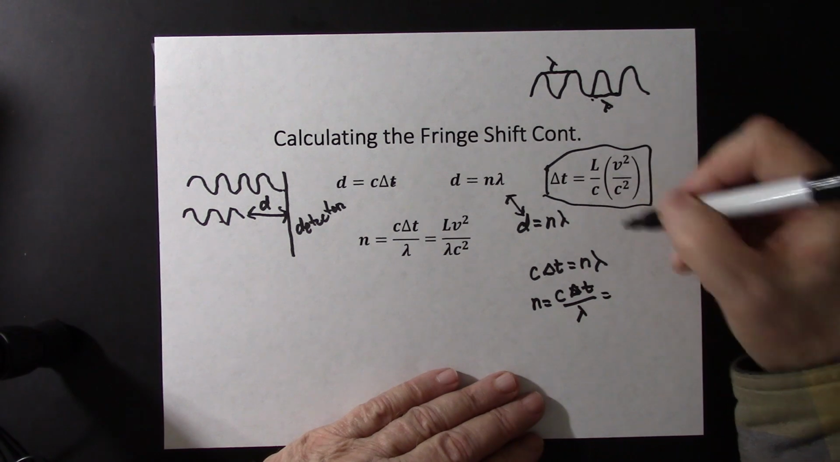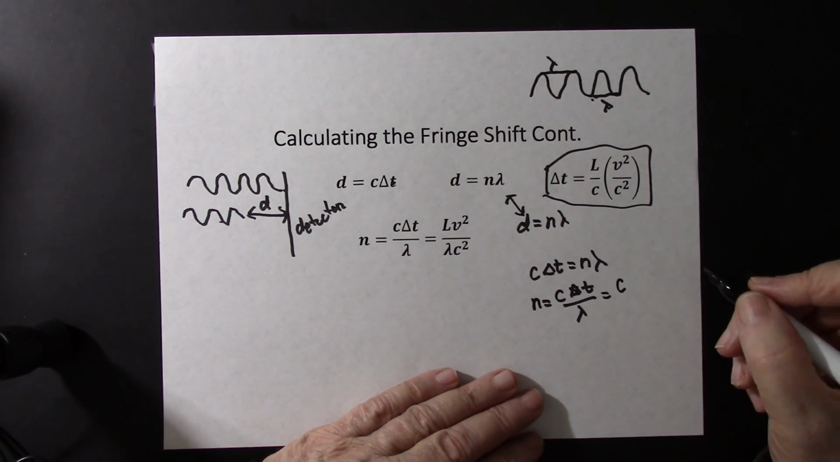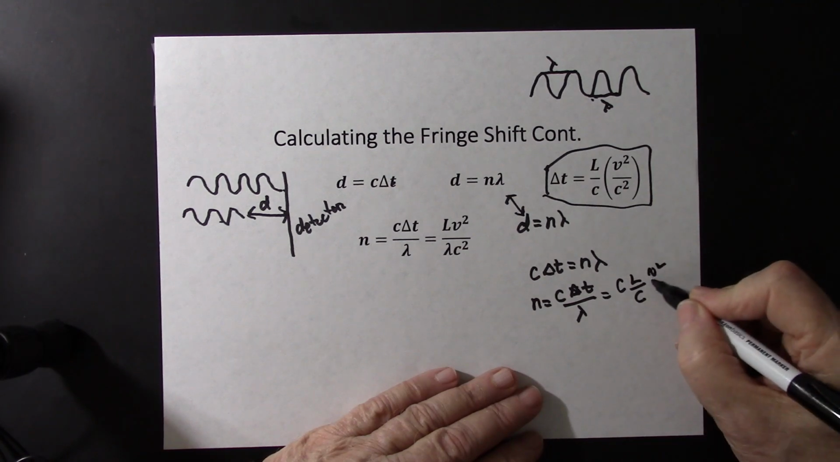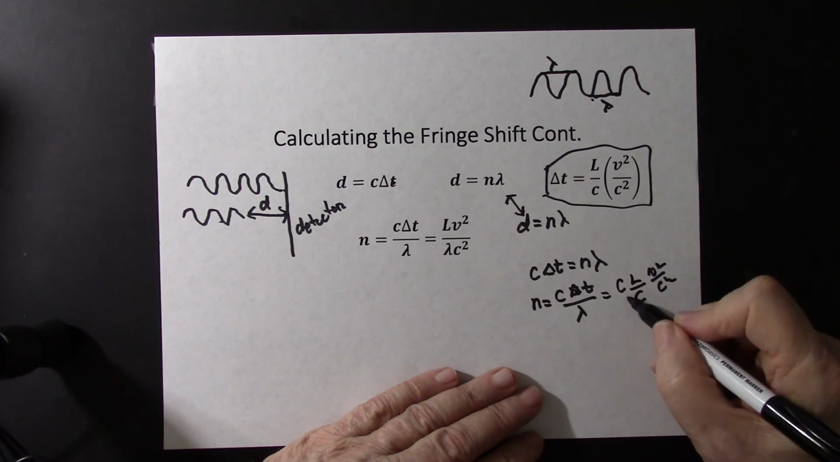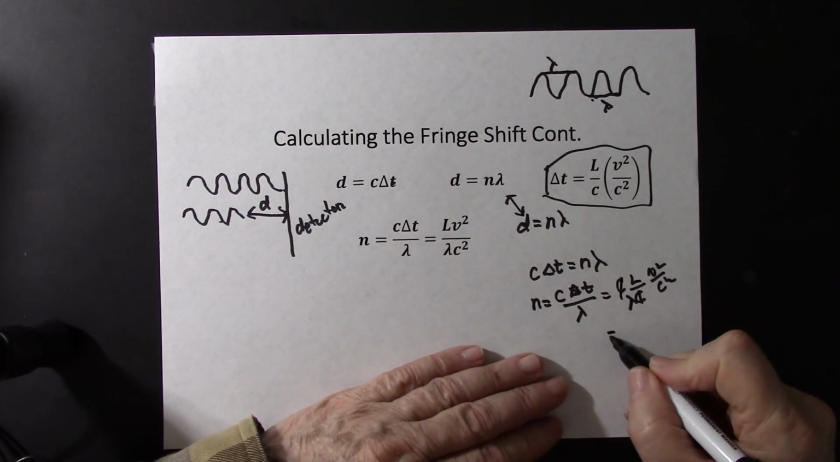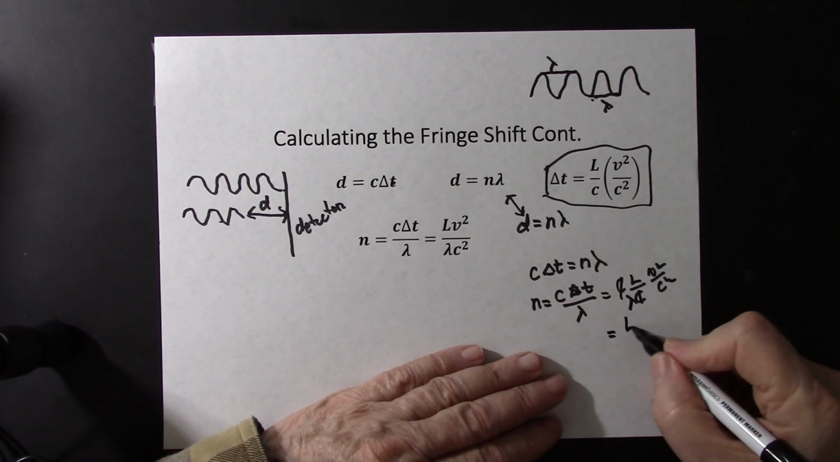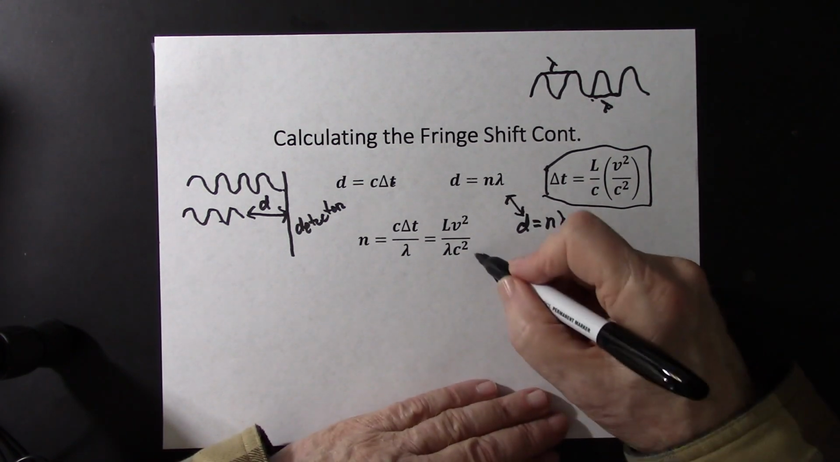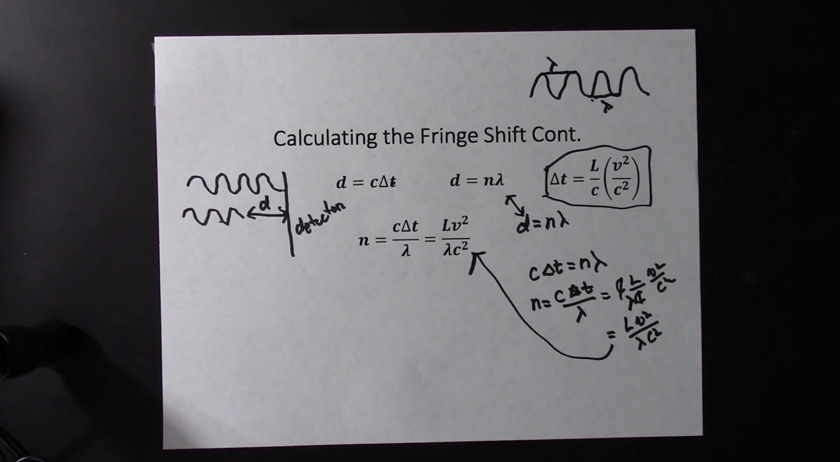We know what delta t is, so we can substitute that in. That would be c times L over c times v squared over c squared, and then we'd have to bring lambda in. Well, this c cancels with this c, so the number of fringes is just L v squared over lambda c squared, and that's just that. So there we go. We know how many fringes will be shifted in our experiment.